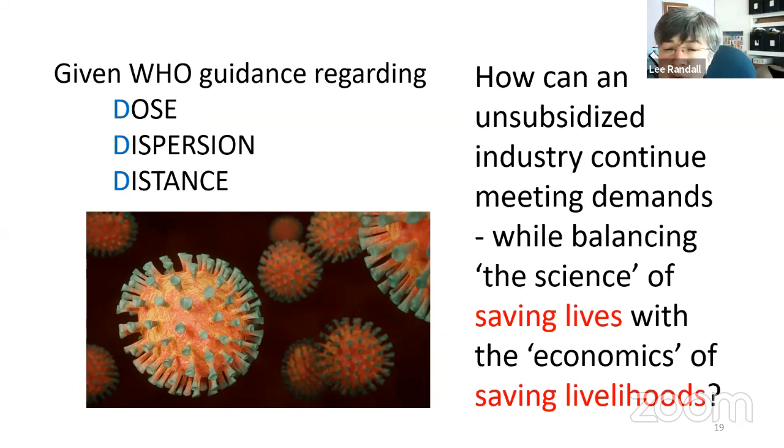Now, yesterday I was driving along and saw a taxi that had clearly used the so-called 4x4, 5x5 principle. 4x4 being an exhortation to passengers to please pack 4 of you onto a seat designed for 3, and 5x5 similarly, a mechanism to convey, guys, we need to overload the vehicle. So how can an unsubsidized industry continue meeting its demands while at the same time trying to balance the science of saving lives and the economics of saving livelihoods?